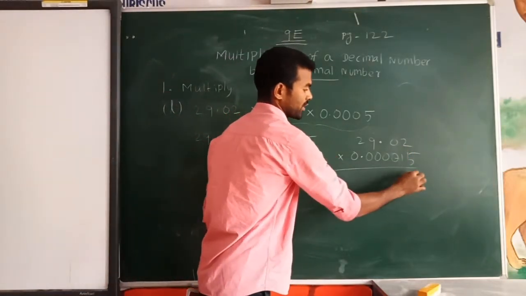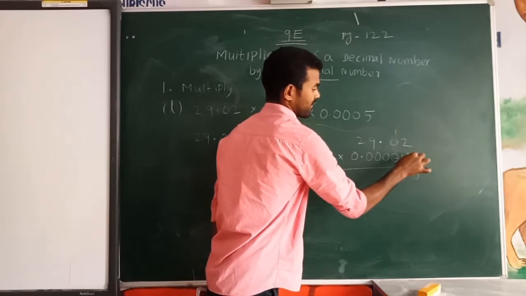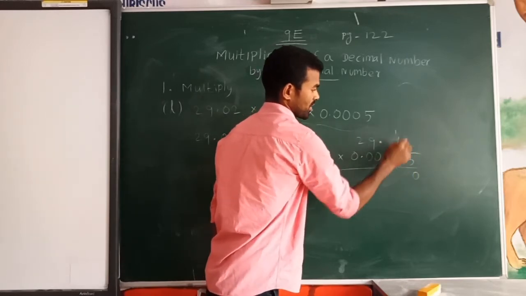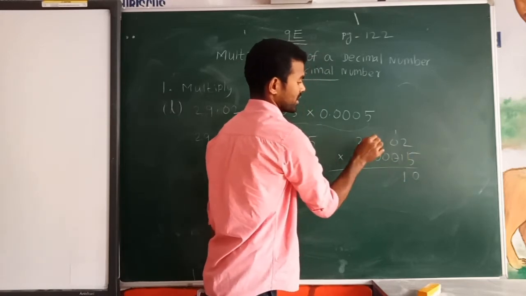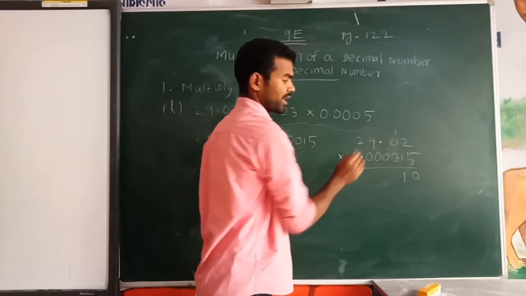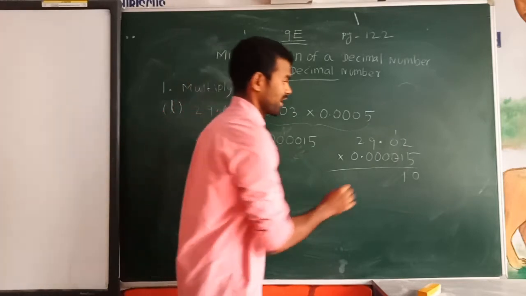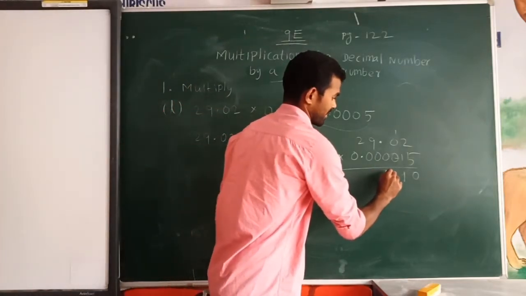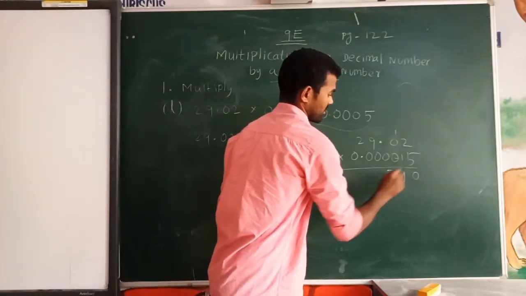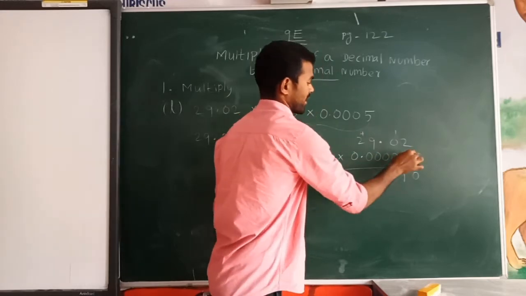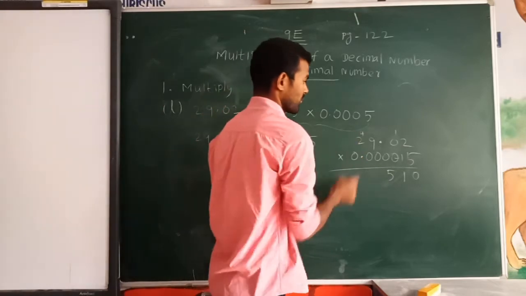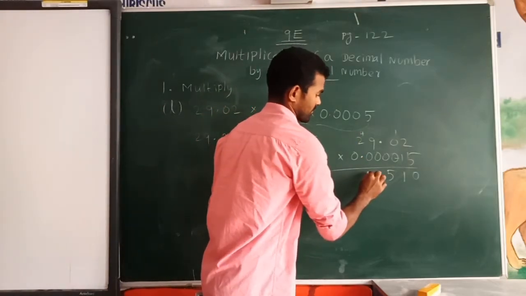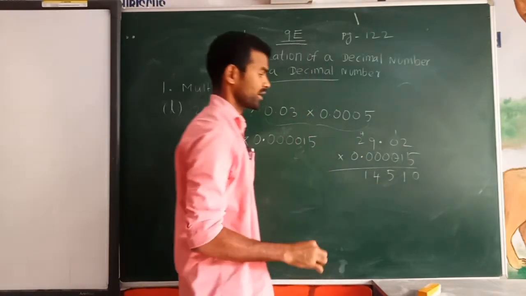So 5 multiplied by 10, 1 carries. 5 multiplied by 0, 0. 0 plus 1, 1. Yes, next with 5 multiplied by 9, 5 9s are 45, and 4 carries. 5 multiplied by 2, 10. 10 plus 4, 14. Yes, you are getting 14.